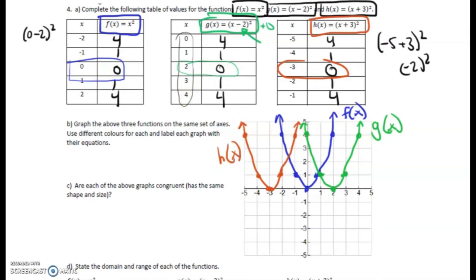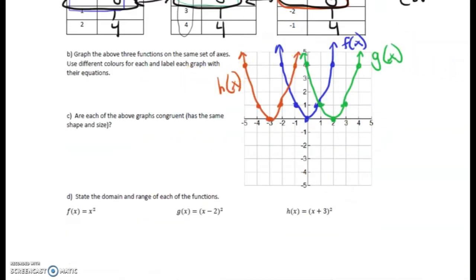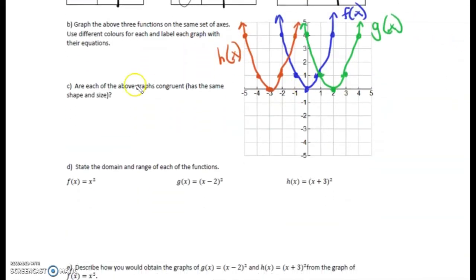Okay, and if you guys notice, the vertex actually runs in the middle all along here. So when we're applying transformations, the vertex is going to map onto the next vertex, or the transformed vertex. Okay, so yes, all of these graphs are congruent. They're all the same size and shape. They just move over to the right or the left.